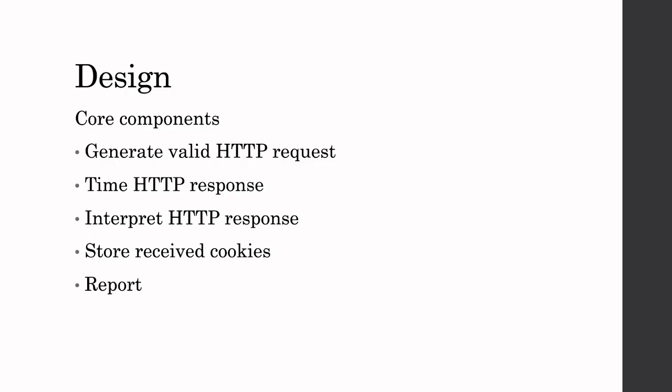So now we move on to the design of the fuzzer. A couple core components, some of them pretty normal for fuzzers and some of them pretty unique just to web application fuzzers. So the core components for the fuzzer: first it has to generate a valid HTTP request, which, as we saw from the challenges, we already have that handled. Then it has to time the HTTP response and figure out, okay, how long did this HTTP response take? Is this input worth saving to mutate off of in the future?